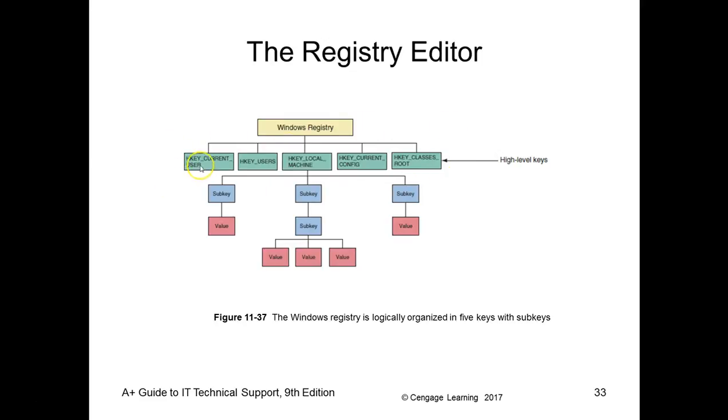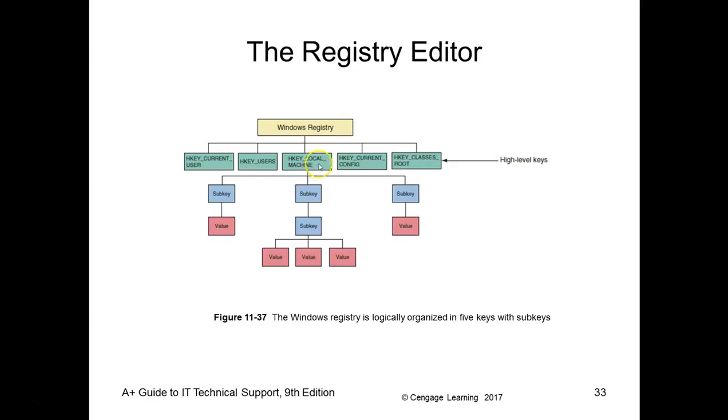You have HKey current user, which is used for the user that is currently logged into the computer. It has all their configurations, all their settings, and everything like that. Then you have HKey users, which is a list of all the users that have logged on to that computer. It doesn't matter what the username is. Say Bob is on this computer, and then Bob leaves the company, and another person starts with the name of Bob. Even though they have the same username, they'll have different user IDs assigned to them, and that's stored here under HKey users.